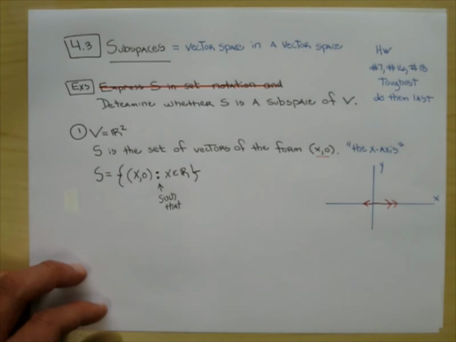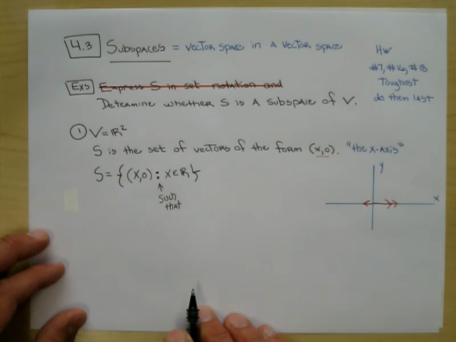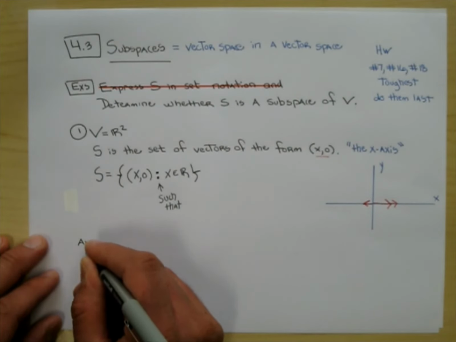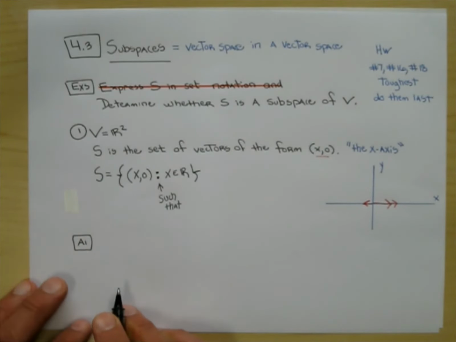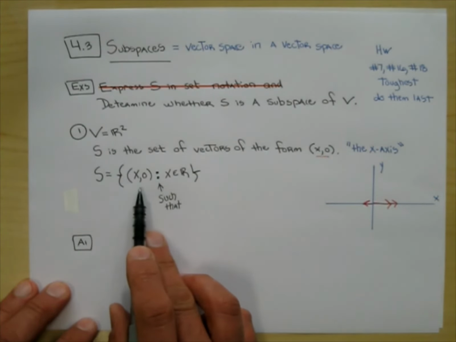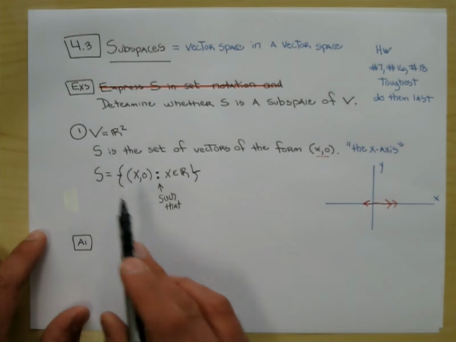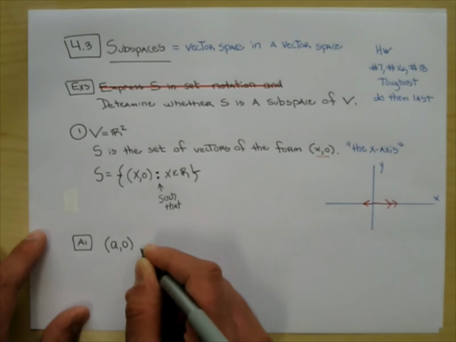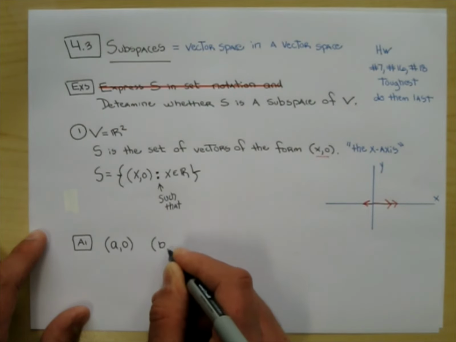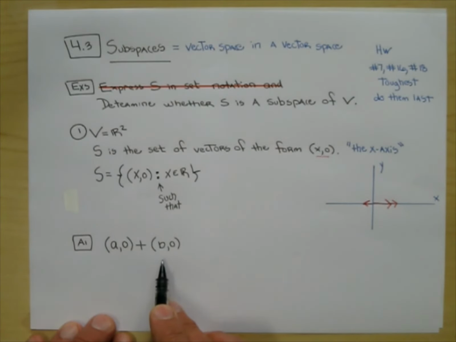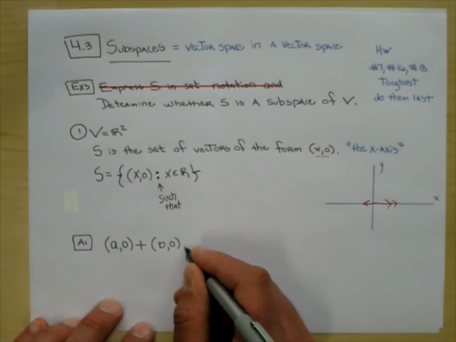So what we want to do is check Axiom 1 and Axiom 2. Axiom 1 says, is it closed? Is this set S closed under vector addition? So you take two creatures that look like creatures from S. Maybe one of them will be A, 0, and another one would be B, 0. If I add those together, do I get a creature that is in S? So let's do that. Let's add them together.